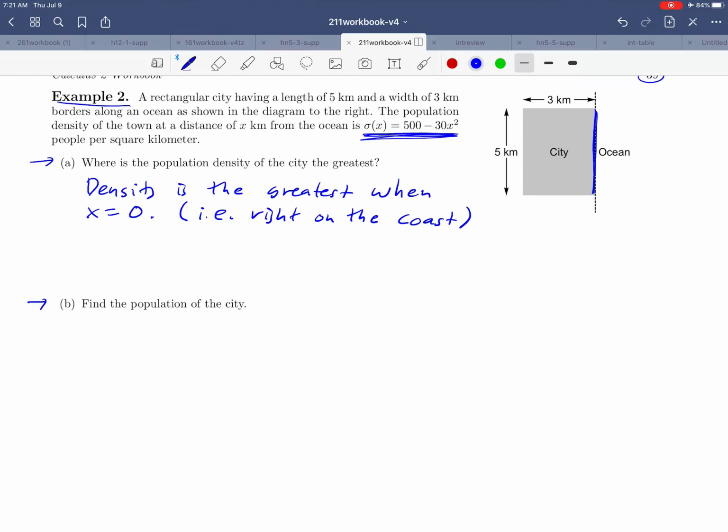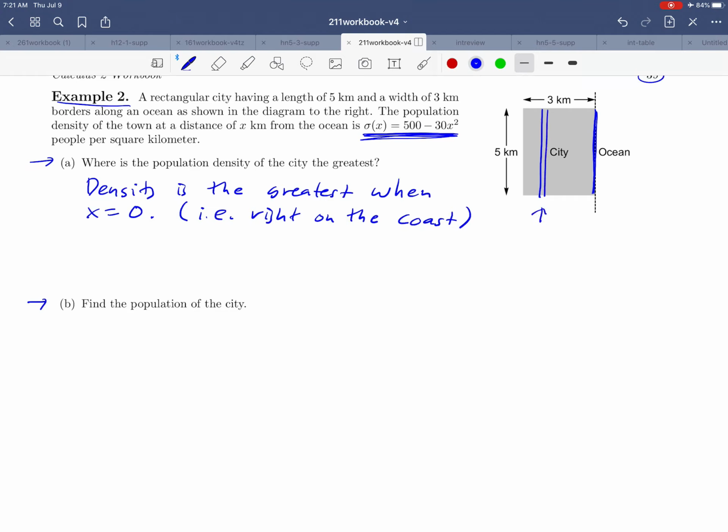So we're going to use the same kind of slicing strategy and ask, could we slice our city up in a way so that along one slice, the population density doesn't change very much? The key is we want to slice it in such a way that the density stays approximately constant on the slice. The way to do that is so that a slice of our city stays about the same distance away from the coast. So we might choose to slice like this.